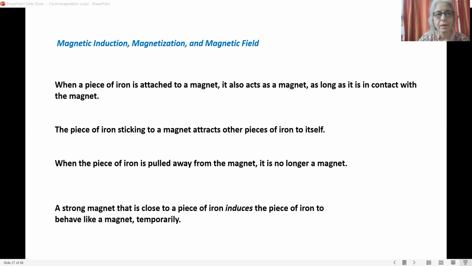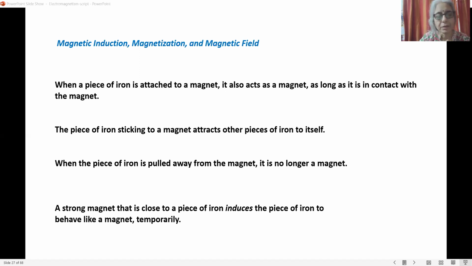Hello, this is the second video on magnets. This was taught in class 6. In this video, we will learn about magnetic induction, magnetization, and magnetic field.